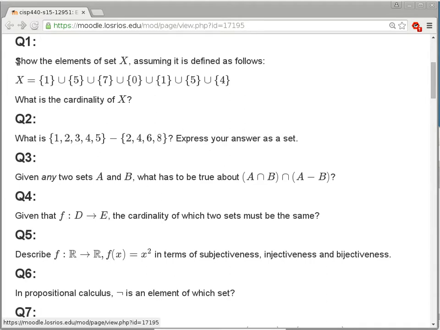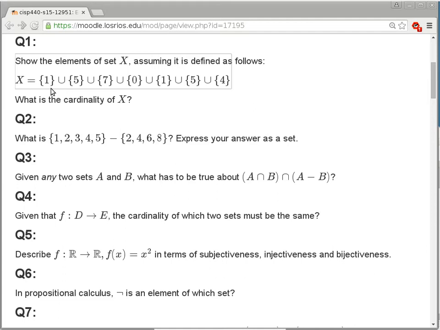The first one is pretty easy. This is like testing your knowledge of what is a set and how to perform the union of different sets. Show the elements of set X assuming it is defined as follows. So we have a singleton, which means a set that only has one element, 1, 5, 7, 0, 1, 5, 4. Okay. So if you take the union of all of these sets here, what do you end up with?